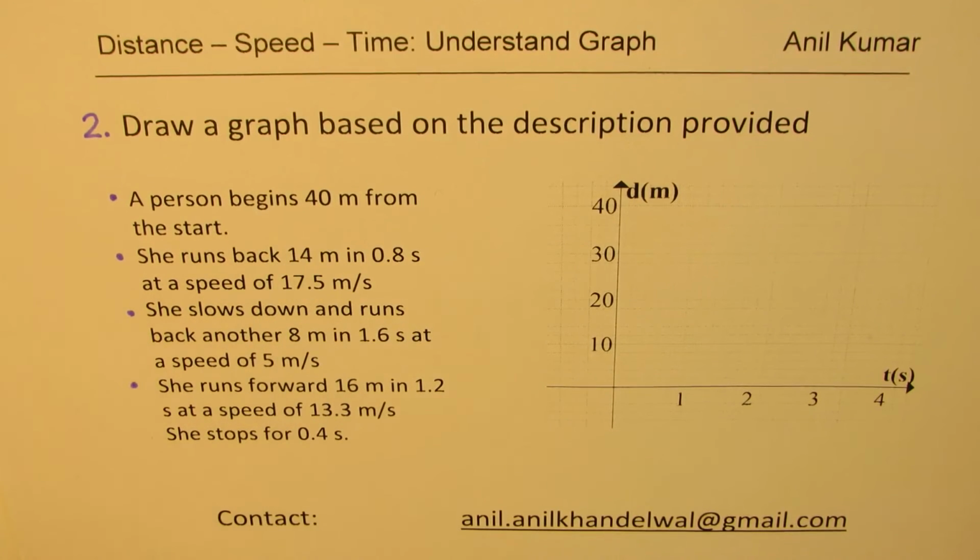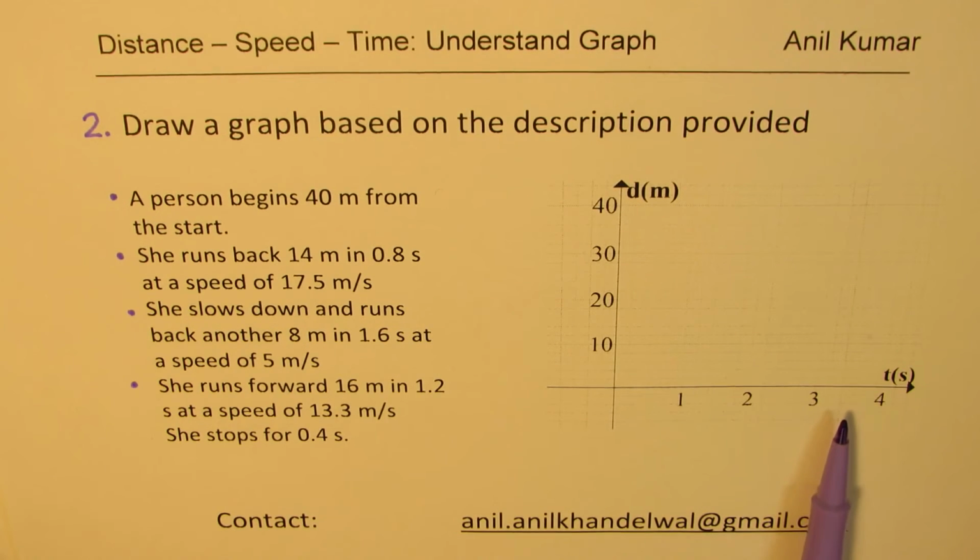A person begins 40 meters from the start. She runs back 14 meters in 0.8 seconds at a speed of 17.5 meters per second. She slows down and runs back another 8 meters in 1.6 seconds at a speed of 5 meters per second. She runs forward 16 meters in 1.2 seconds at a speed of 13.3 meters per second. She stops for 0.4 seconds. That is for you. So have a graph paper kind of shown here and try to sketch this particular graph, right?